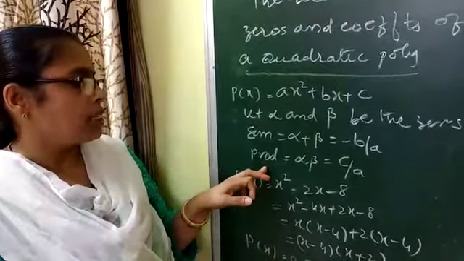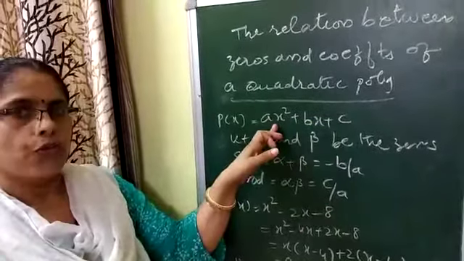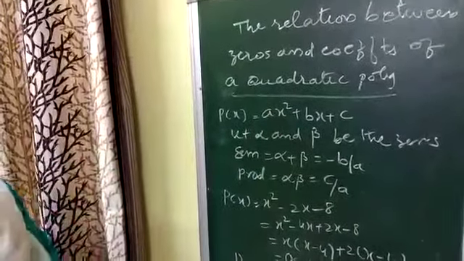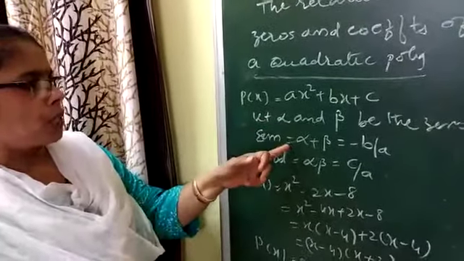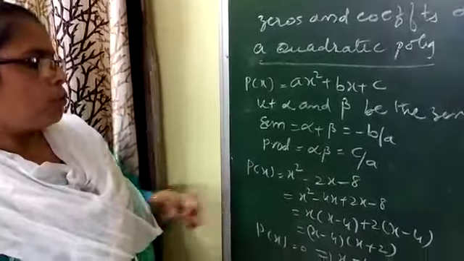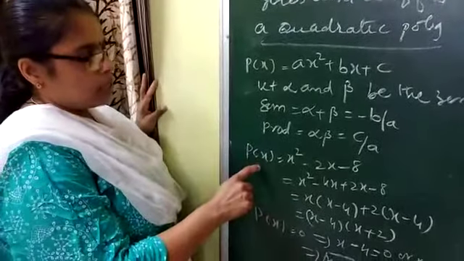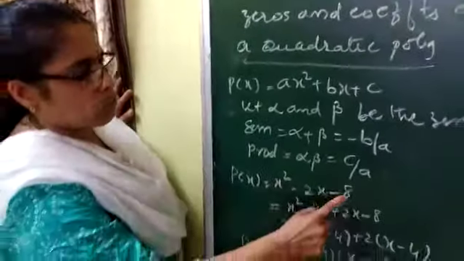Now product is alpha beta equal to c by a, that is constant upon coefficient of x square. Now I will give you the explanation, the proof of this formula by doing a simple question. The question is, you are given the polynomial px equal to x square minus 2x minus 8.